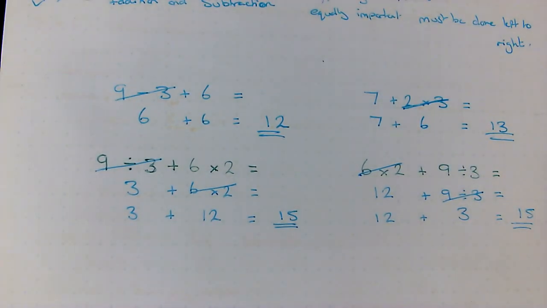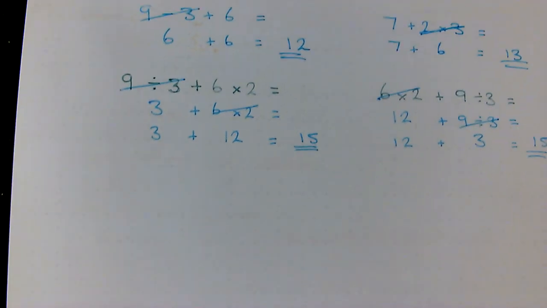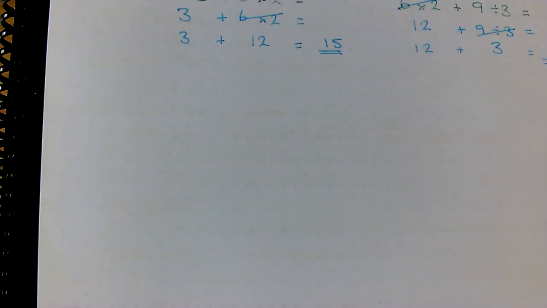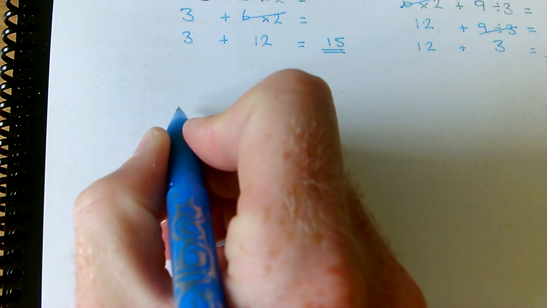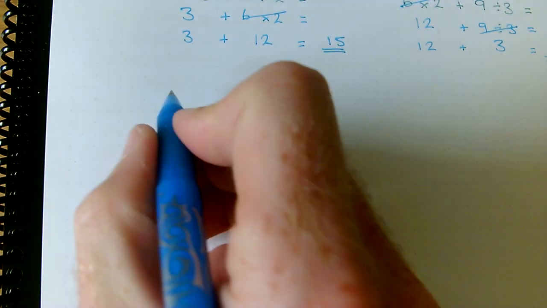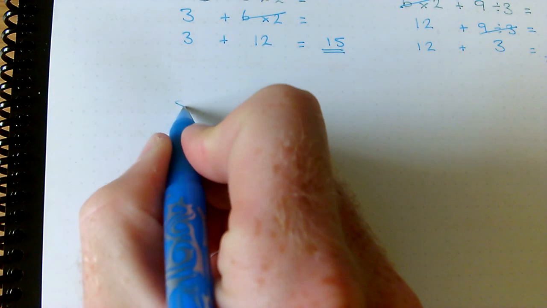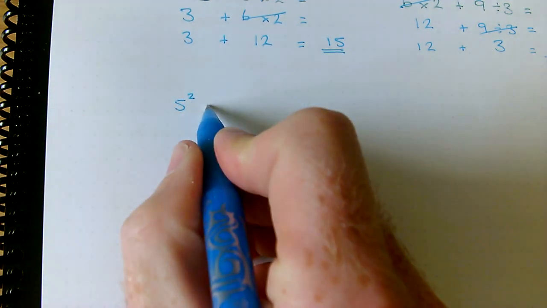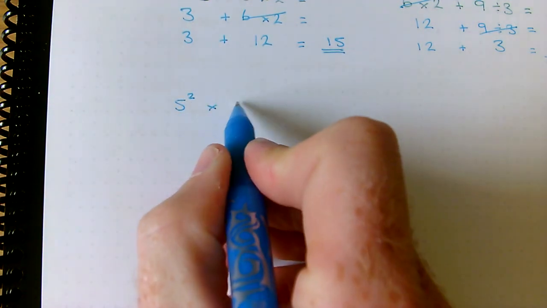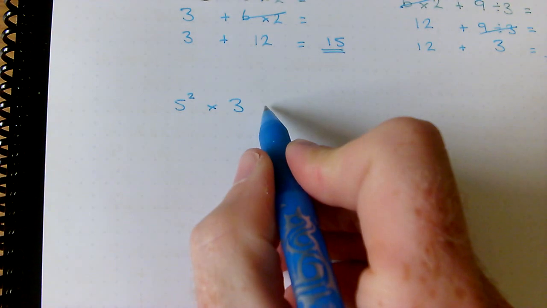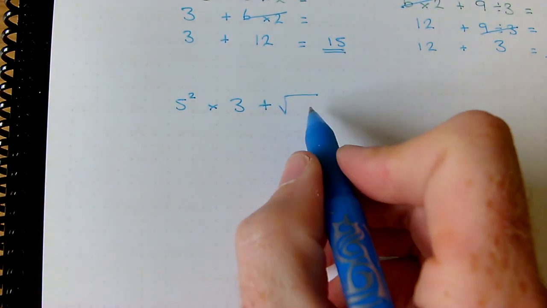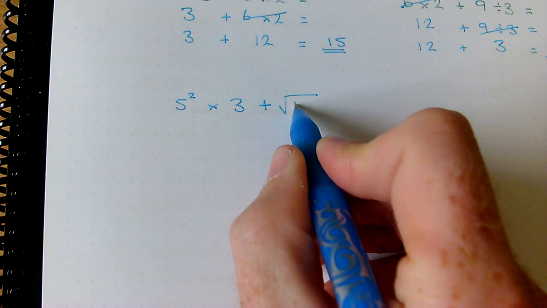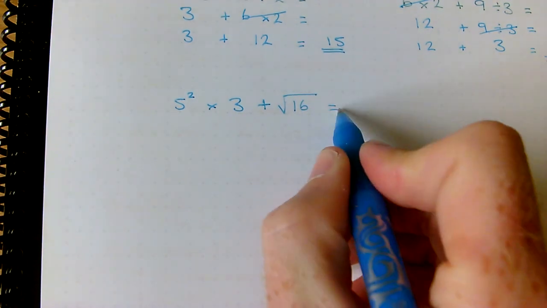Okay, right. Now, to finish off, we are going to have a little look at what happens with indices and brackets, and possibly even square roots. So, we've got a couple more to do here. So, we're going to put in 5 squared multiplied by 3 plus, let's put a square root in there as well, plus the square root of 16.